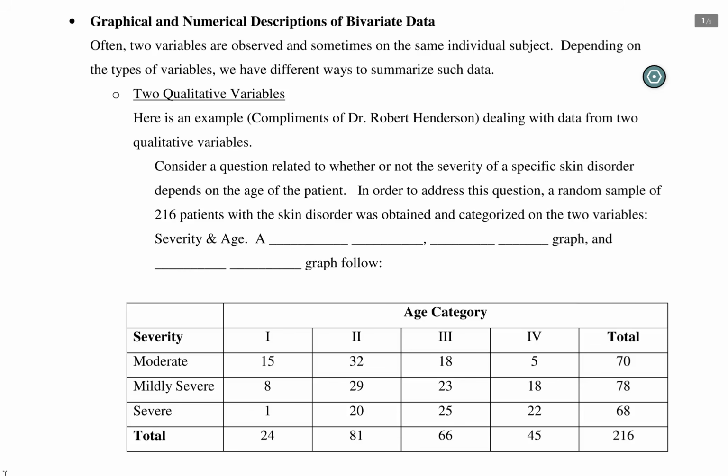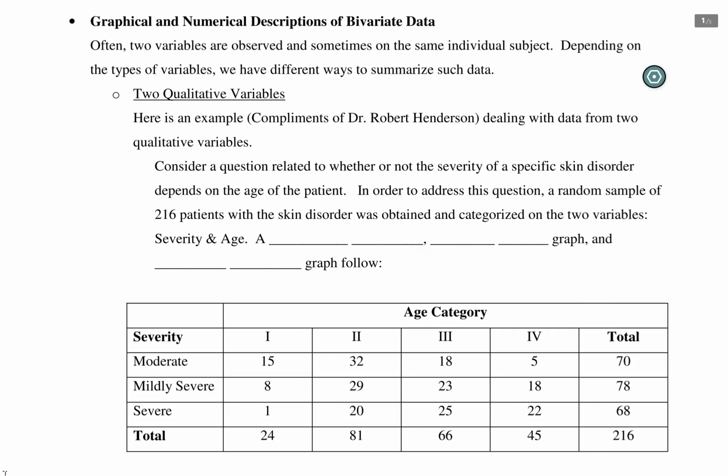Graphical and numerical descriptions of bivariate data. Up to this point, we have looked at data description in the context of univariate data. That is, one variable observed on many different subjects, and we have a data set on one variable, and we want to describe that data set.